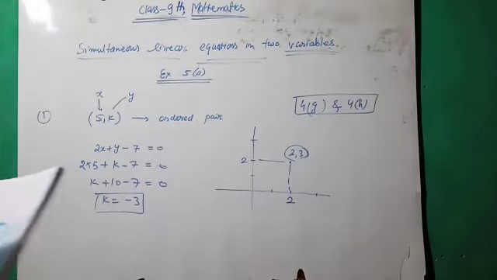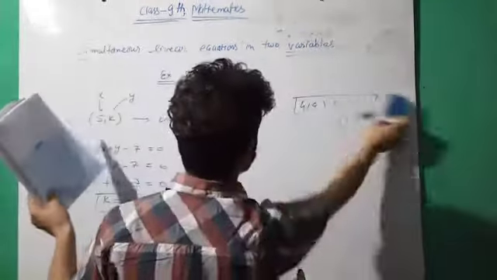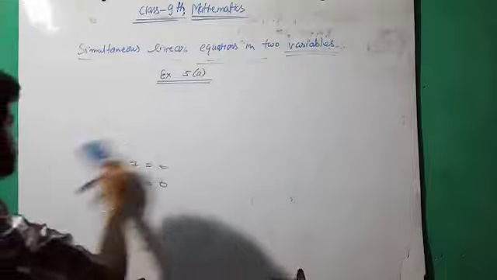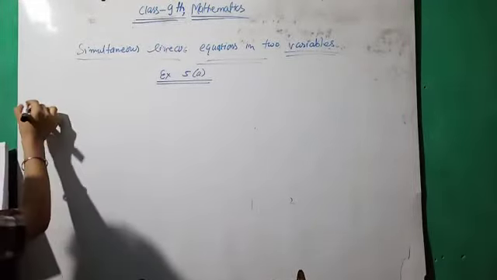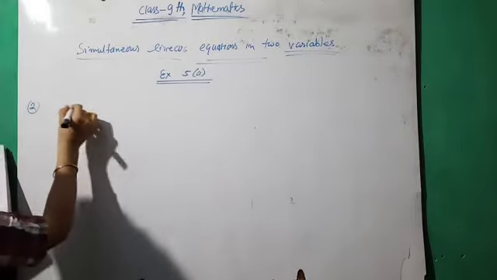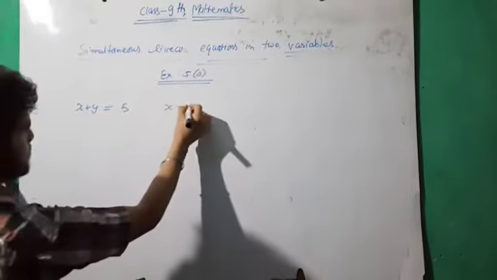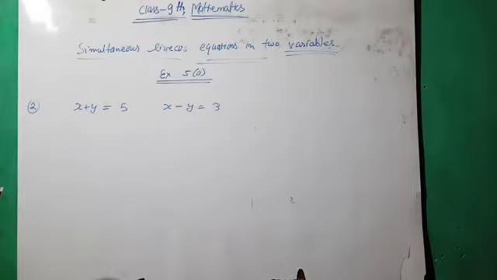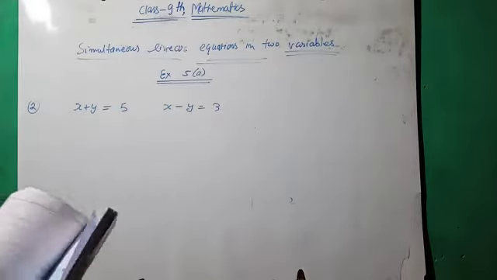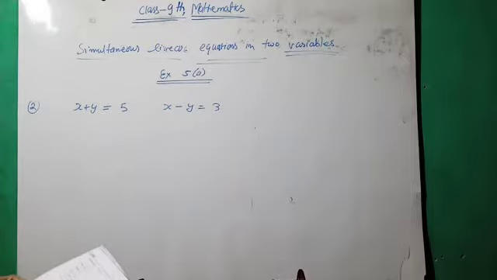Solve the following simultaneous equations. Now we have to find the solution of the simultaneous equations. Question number 2, a very simple question: x plus y equal to 5 and x minus y equal to 3. We have three methods to solve this type of equation. First is the substitution method, second is the elimination method, and third is cross multiplication.